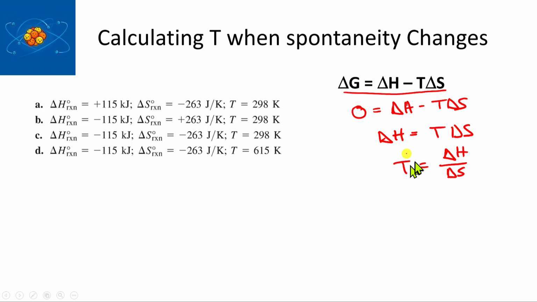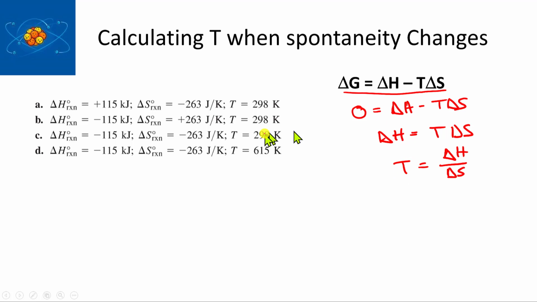Now, you know that T, the temperature in Kelvin, always has to be positive. So what that means is this will happen anytime delta H and delta S have the same sign. So if this is positive and this is positive, or if this is negative and this is negative, then you'll get a temperature that makes sense in terms of the Kelvin scale.